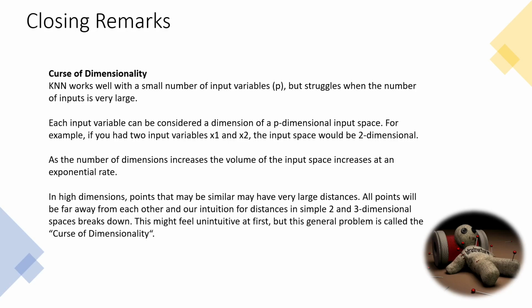All points will be far away from each other, and our intuition for distances in simple 2 and 3 dimensional space breaks down. This might feel unintuitive at first, but this general problem is called the curse of dimensionality, which actually means having too many independent variables is not something good. If we had, for example, two independent variables, x and y, we would use 2D. Okay, if we had x, y, z, we could use 3D. But the more independent variables we have, the curse of dimensionality starts happening. Okay, the distance measures start losing their meaning.